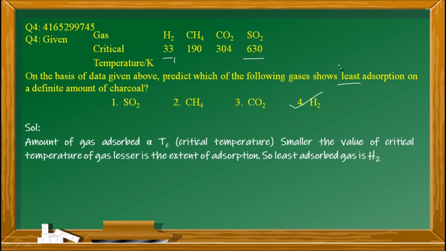If it is the most adsorbed, what is the option? Sulfur dioxide. That means its critical temperature is 630, it is going to adsorb more. So option number 4, that is hydrogen, is the correct option friends.